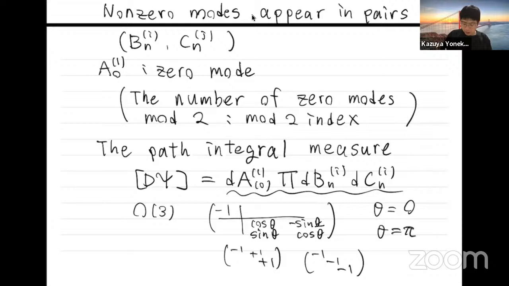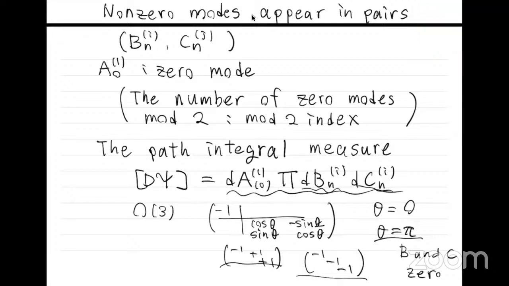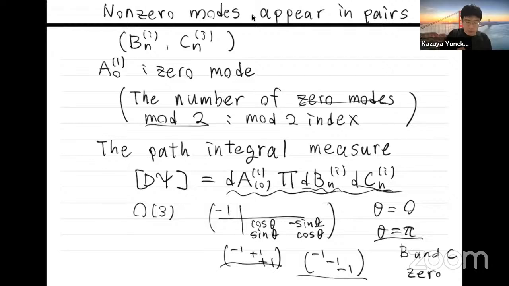So at theta equal pi, actually there are 3 zero modes. Originally these B and C are non-zero modes, but at theta equal pi, they become zero modes. So this B and C are now zero modes. In this way, we can continuously connect from here to here. Okay, thanks. Understood. But the number of zero modes, mod 2, is always conserved. Yes.